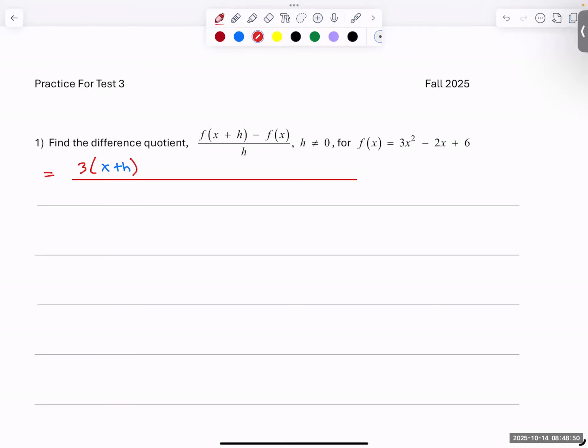So 3 times the square of x plus h, subtract 2 times x plus h plus 6, and then subtract the function. So you're going to need a parenthesis here because the minus is going to distribute: 3x squared minus 2x plus 6, all divided by h.